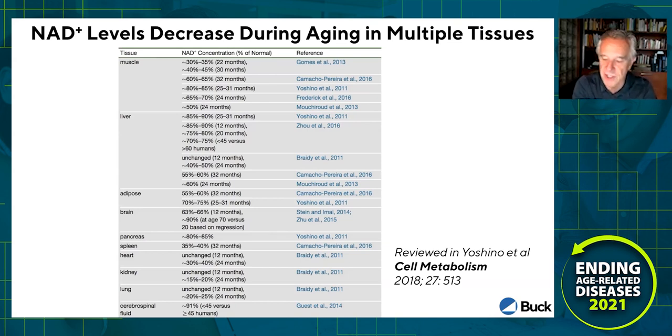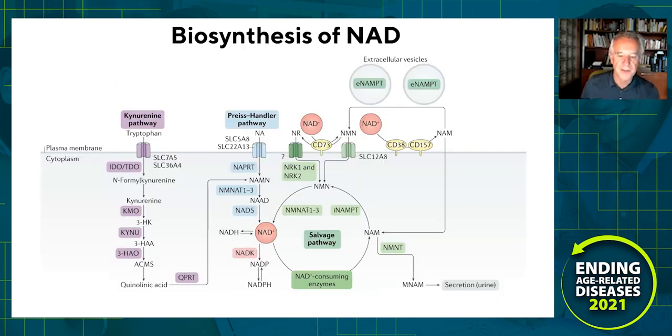This is a review by Yoshino and colleagues in Cell Metabolism in 2018, really putting together all of the evidence that NAD levels decrease during aging. This happens in multiple organs, including the brain, the liver, adipose tissue, pancreas, and so on. It also happens in multiple organisms. This has been documented in some tissues in humans, in mice, in rats, and so on. So this, we believe, could be one of the really important drivers of the epigenetic dysregulation that we know occurs during aging. So let's try, as a next step, to review why NAD levels could decrease during aging.